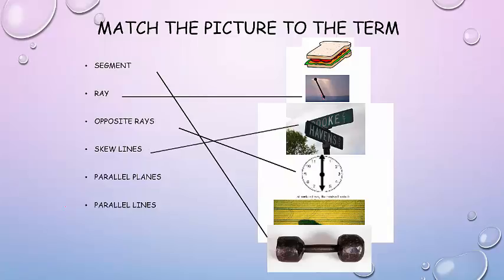Skew lines would have to be these because, again, they're not parallel, but they're not really intersecting. They're in different dimensions. And then our parallel planes could be the top and the bottom of the sandwich because they are surfaces that will not intersect. And parallel lines would be the lines in the field. You can see that they do run the same way, but they're not touching.